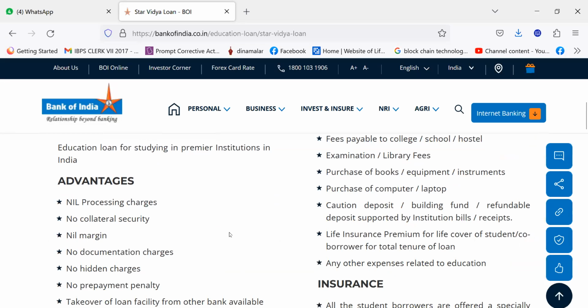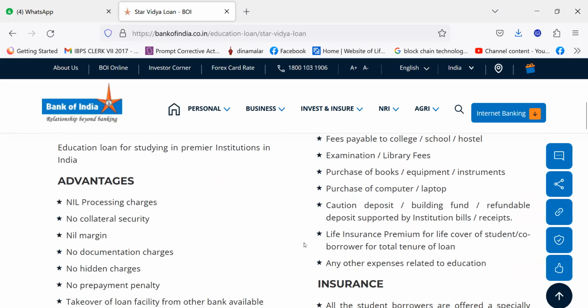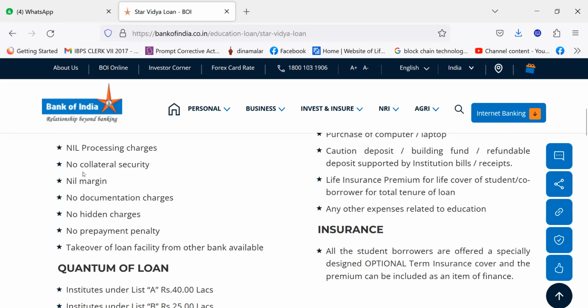Now tell about the features. What are the features, please read. Star Vidya Loan features: education loan for studying in premier institutions in India. Advantages: nil processing charges, no collateral security, nil margin, no documentation charges, no hidden charges, no prepayment penalty. Takeover loan facility from other banks available.